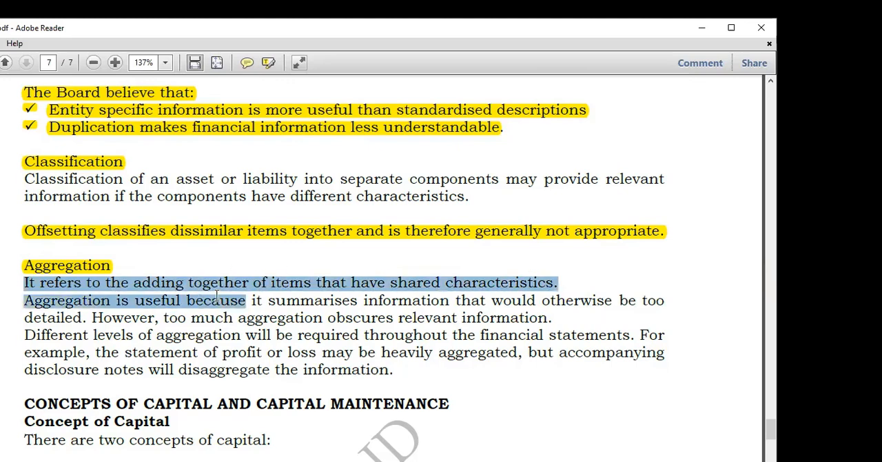So aggregation is useful because it summarizes information that would otherwise be too detailed. Under classification, classification of an asset or liability into separate components may provide relevant information if the components have different characteristics. Now, you were talking about offsetting, which classifies dissimilar items together and is therefore generally acceptable.